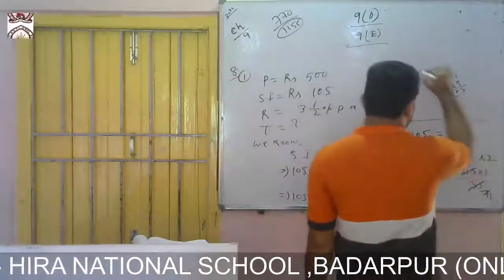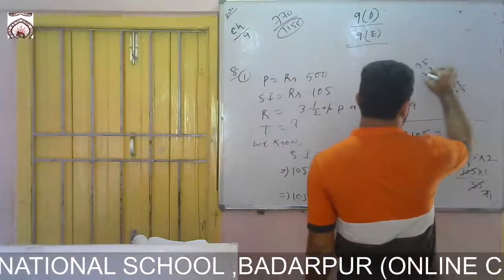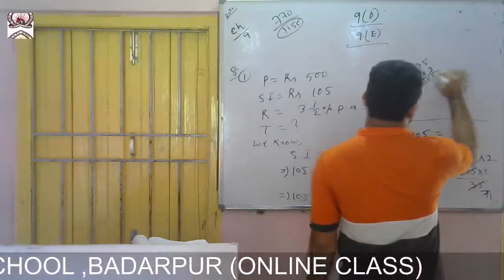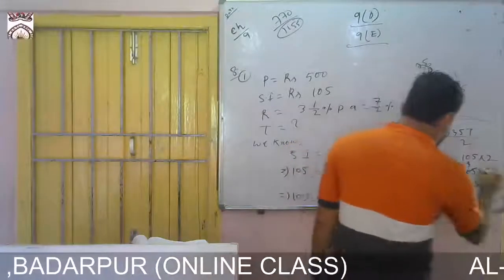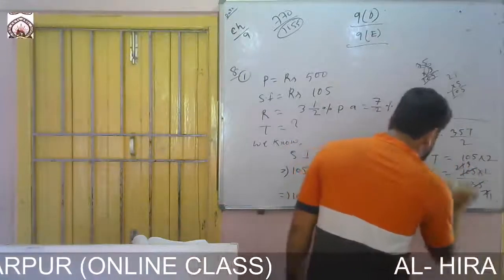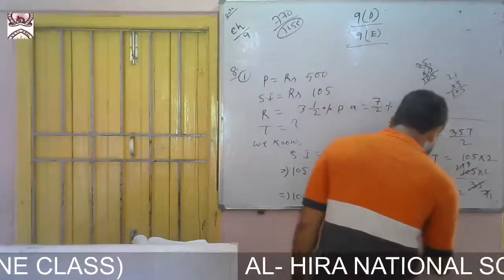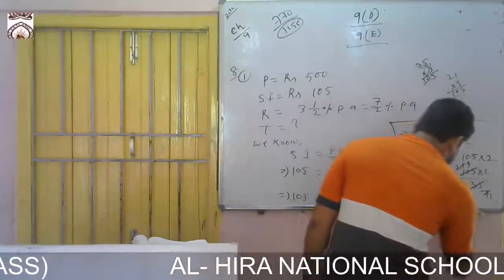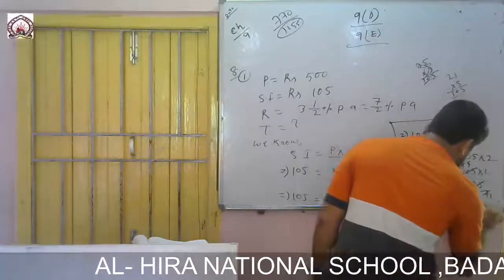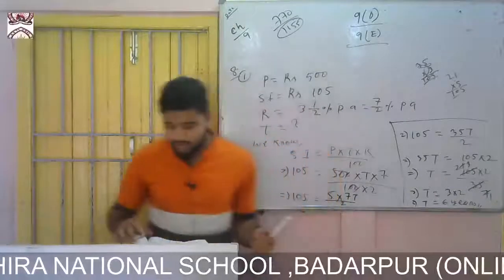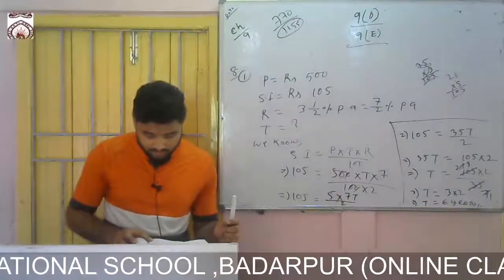That is 35 into what? 3. So t equals to what? 3 into 2. T equals to 6 years. 6 years, 3 into 2, it is 6 years.